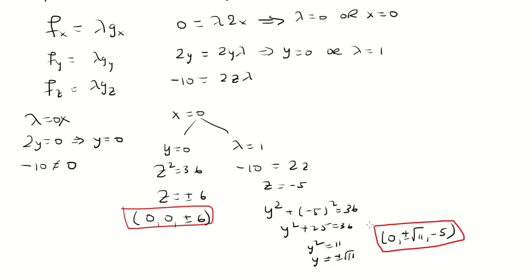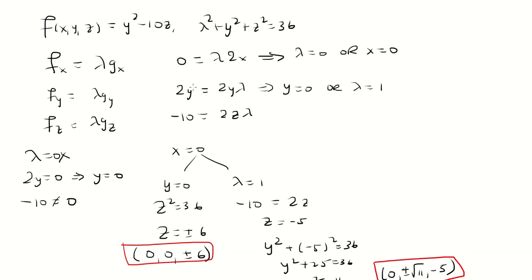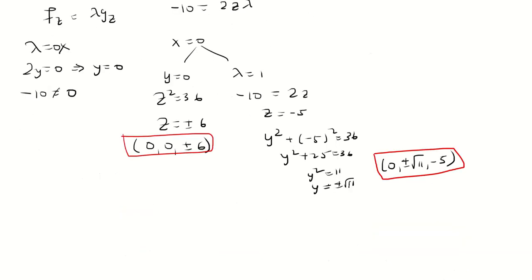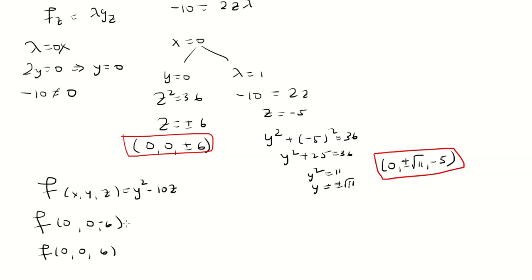Now we want to plug it into the original equation, y squared minus 10z. So let me write that down again. Okay, so first, if you have 0, 0, 6 or negative 6. So y squared is just 0, and then you have negative 10 times negative 6, and negative 10 times 6, so it's negative 60 and 60. For this one, the y we're going to square it, so it doesn't matter if you have negative root 11 or root 11. When you square it, it's still going to be 11.